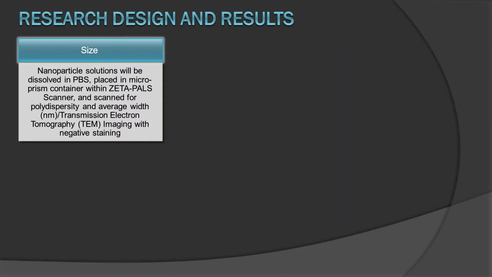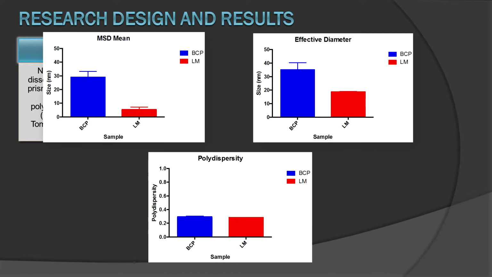So the research design and results. First we have to check the size, and we do this by using a Zeta-PALS scanner, which is scanning for 3 things: the polydispersity, which is the uniformity of the solution and the nanoparticles within, the average size. Then we're also doing transmission electron tomography to get actual images of what the nanoparticles look like. So here you see the data that shows that they're all within the 5 to 100 nanometer range, which is for the enhanced permeability and retention effect, so in theory these should be able to reach cancer sites.